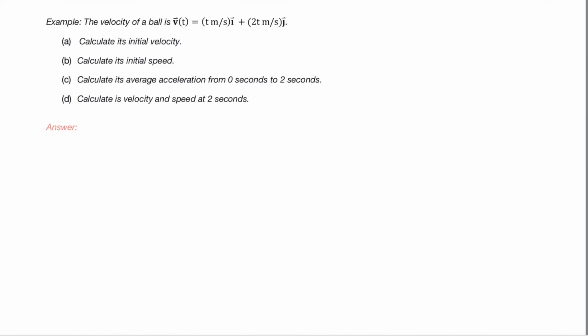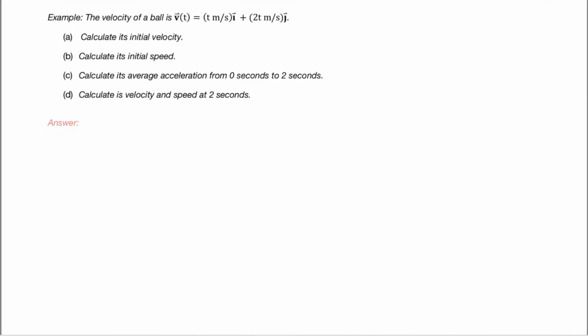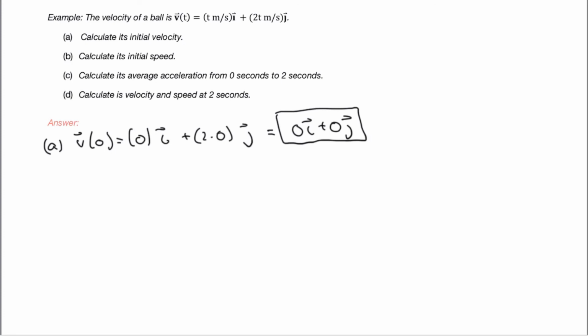So let's look at this in this problem. In this problem, we are given the velocity of a ball as a function of time. What we're told is that the velocity in the x component is simply t, and the velocity in the y component is 2t. So let's use that information to calculate its initial velocity in part A. So if we plug in t equals 0, well, the x component, t, substituted in with 0 becomes 0, and the y component, 2t, well, 2 times 0 is 0, and so our velocity is 0i plus 0j, which is to say there is no velocity.